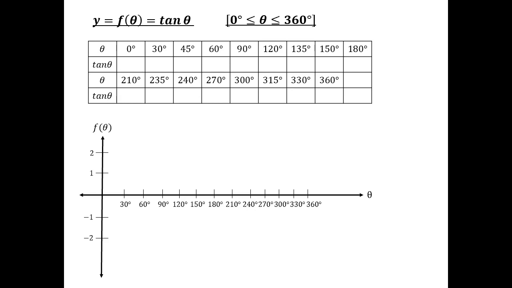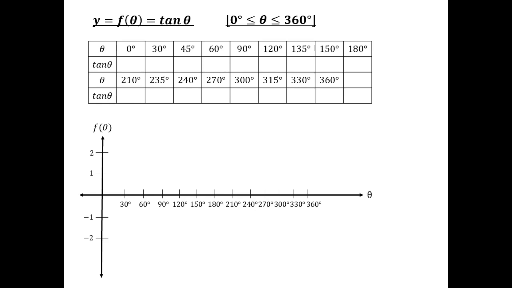What we'll do is we'll complete this table by using our calculators. And then we'll choose an appropriate scale, and then we'll plot the values with theta on the x-axis and tan of theta on the y-axis. Remember, we have to round our answers to 2 decimal places. So you can get your calculator. Let's start with this table.